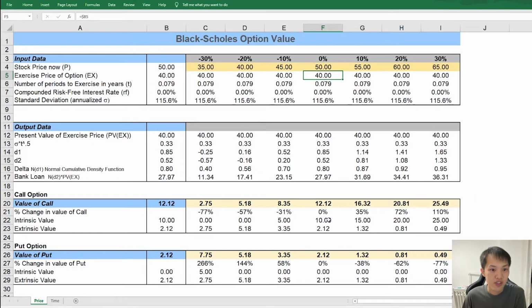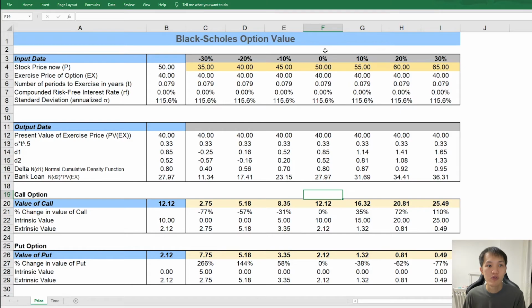We all know that the intrinsic value is $10, means that we can exercise today and we can get $10. But because there is still about 1 month to maturity, of course the value of the options is higher than the $10. If we base on the formula here, we get about $12, and then that means the extrinsic value is about $2. So let's look at what happened to the options price when the price of the underlying moves.